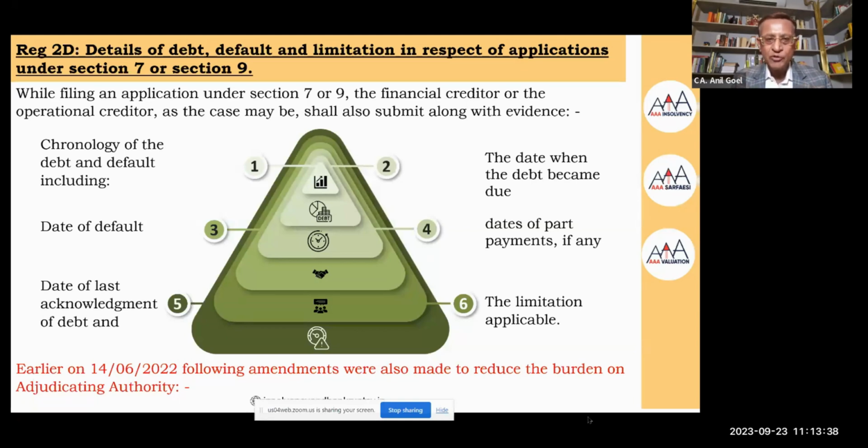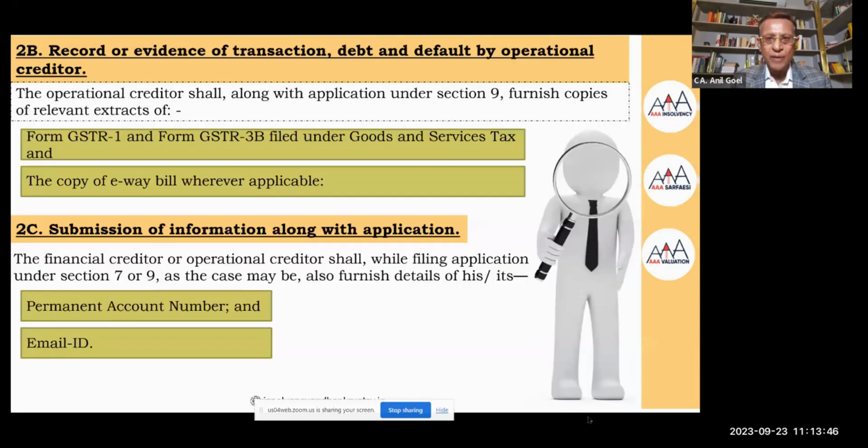Even earlier, on 14th of June 2022, IBBI inserted some regulations, 2B and 2C. This 2B was only inserted for the operational creditor, and it was also very specifically mentioned in the regulations that the GST returns, GSTR1, GSTR3B, filed with the goods and services tax GST department should also be part of the application. And the copy of the e-bill wherever applicable. Now, of course, it is applicable to all those companies where the total annual turnover is more than 5 crores, but earlier it was something like 50 crores.